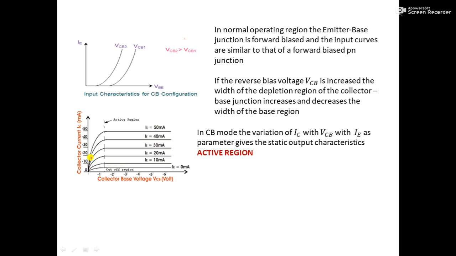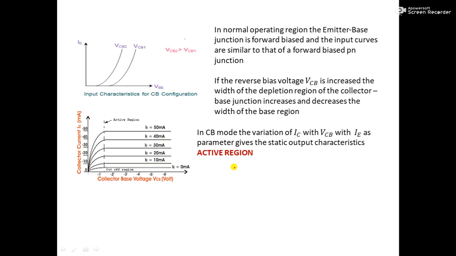Here we have also three regions, as in the case of the common emitter transistor. This region is termed the active region. You can see this region below IE equal to 0 is termed the cutoff region, and this region is termed the saturation region. Also this region is termed the breakdown region, because if we increase the temperature very much, or the reverse bias voltage, then the transistor may get damaged, there is a breakdown at the collector base junction, and the collector current increases very sharply.